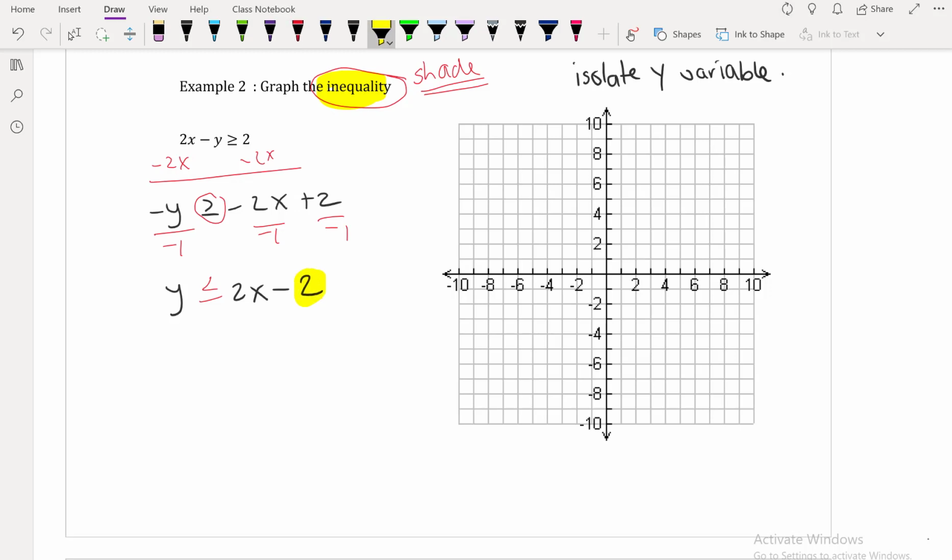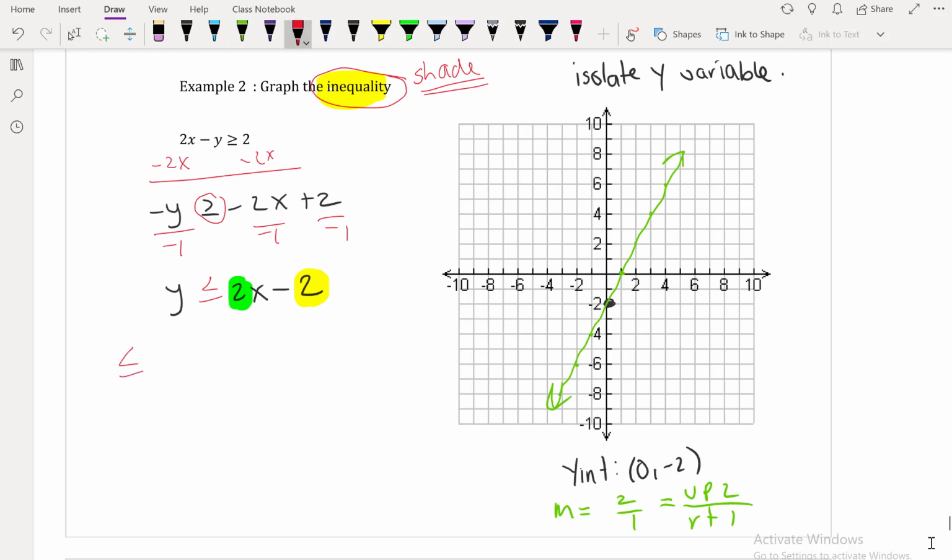So I do have my y-intercept. That's at (0, negative 2). That is where I'm starting, at (0, negative 2). My slope is 2 over 1, so I'm going to go up 2 to the right 1, or I can go down 2 to the left 1. So more or less, that's what my equation is going to look like.